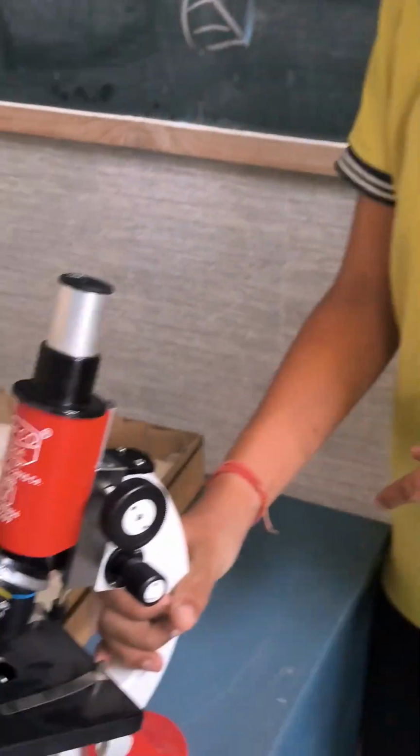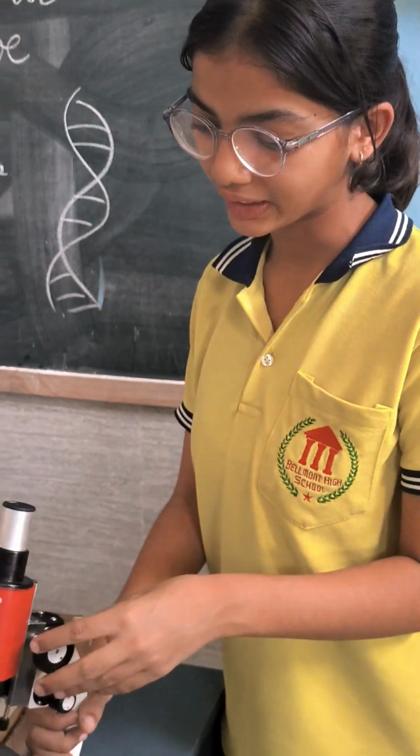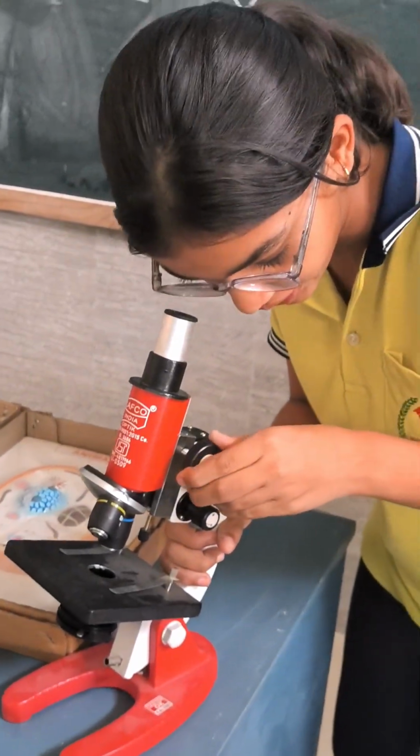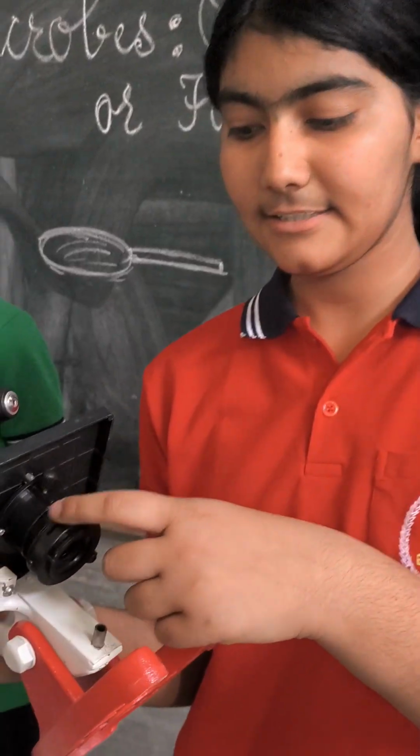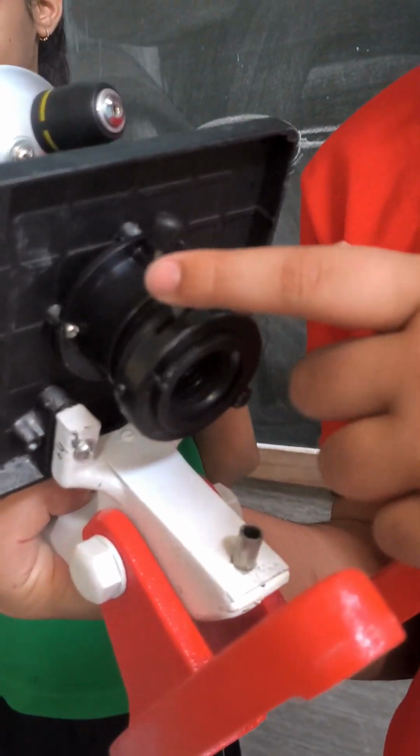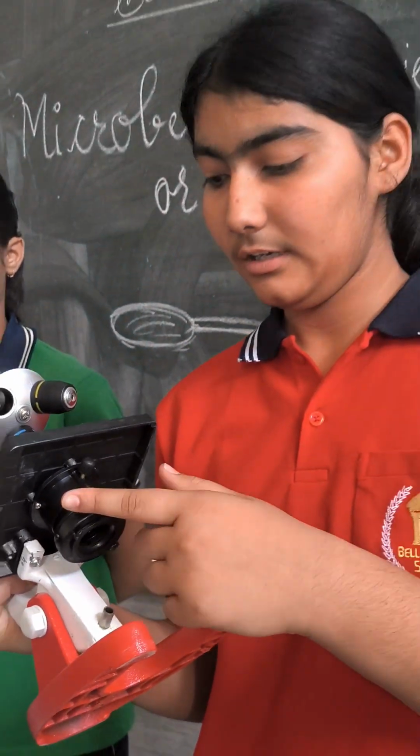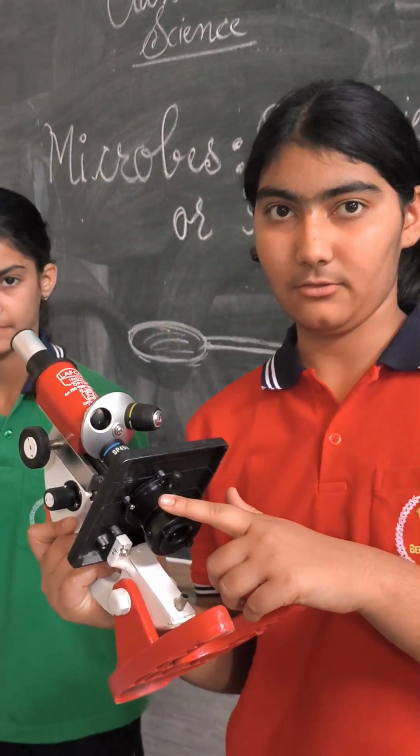Yes, this is the arm and this is the focus knob. We can adjust it to see clearly. This is the diaphragm of the microscope. This helps light to go into the microscope.